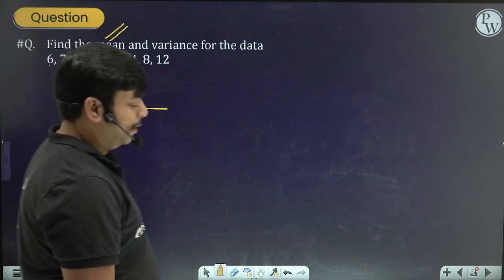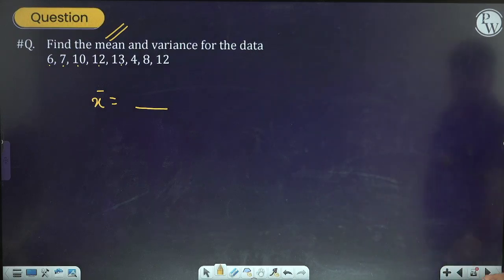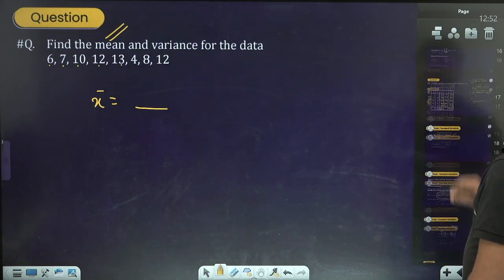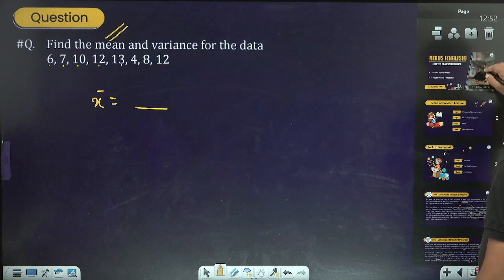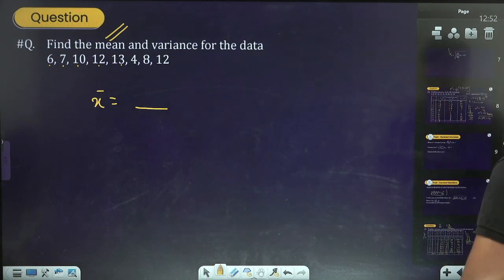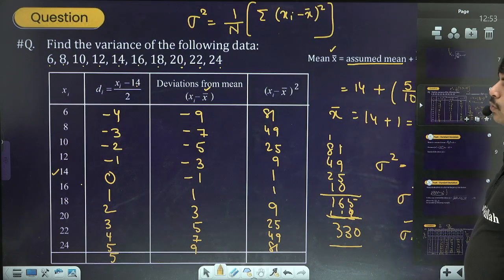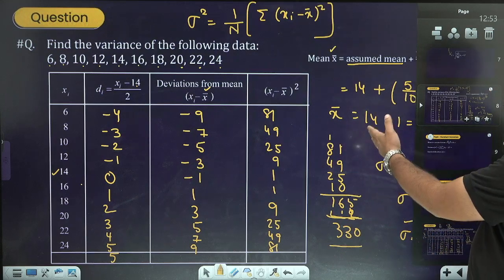Okay, people, once again, do you remember what is the variance for ungrouped data? Let us go back if you don't remember. In the very beginning, we have discussed what is the variance of ungrouped data. Remember, we have discussed like this. We have taken di is equal to xi minus x bar by 2. Then deviations xi minus x bar whole square.